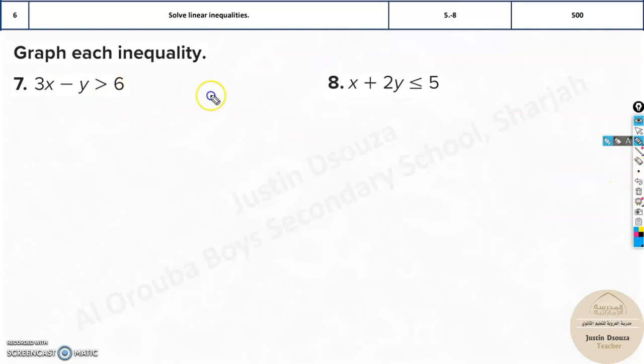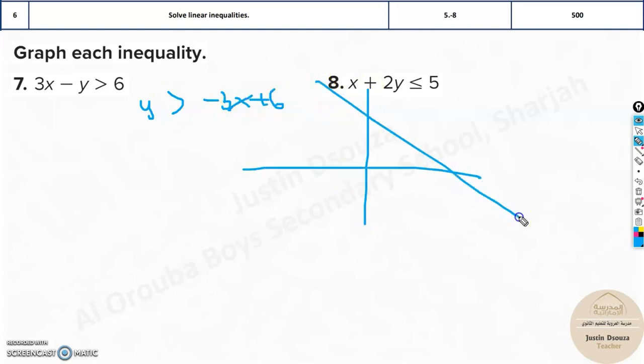No, you can easily graph this. Same way, let's do this over here. y will be greater than minus 3x plus 6. So the graph will be going downwards and the intercept would be at 6. And make sure it's y is greater than, so it's a dotted line. And then check what is it? Upwards, right? So all the solution region is upwards. So that is the answer.